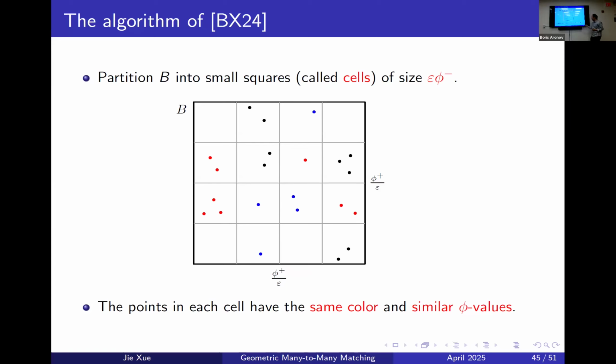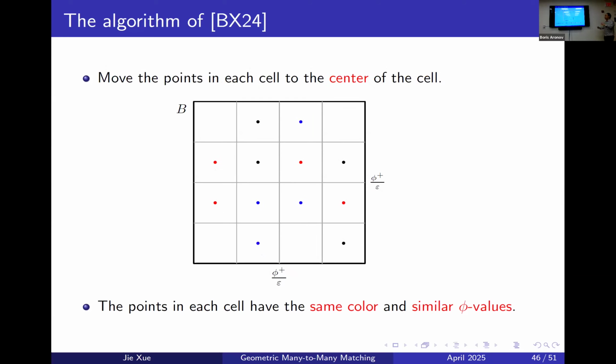So therefore, in each box the points should have the same color, and their phi values should also be similar, because they have the same color and the difference between their phi values is at most their distance. Given this, we just move all the points to the center of that cell, and we slightly modify their phi values to the same number. So here we manually change their penalty values to the same number.